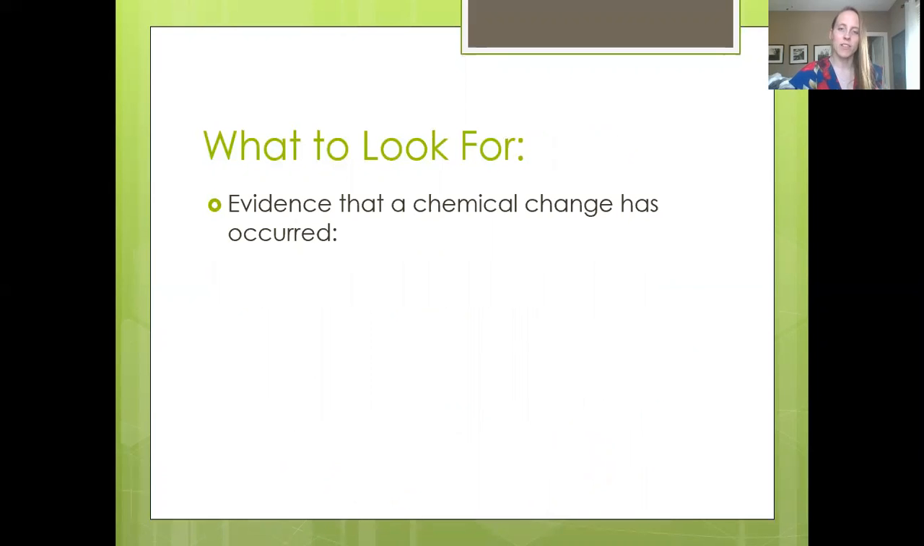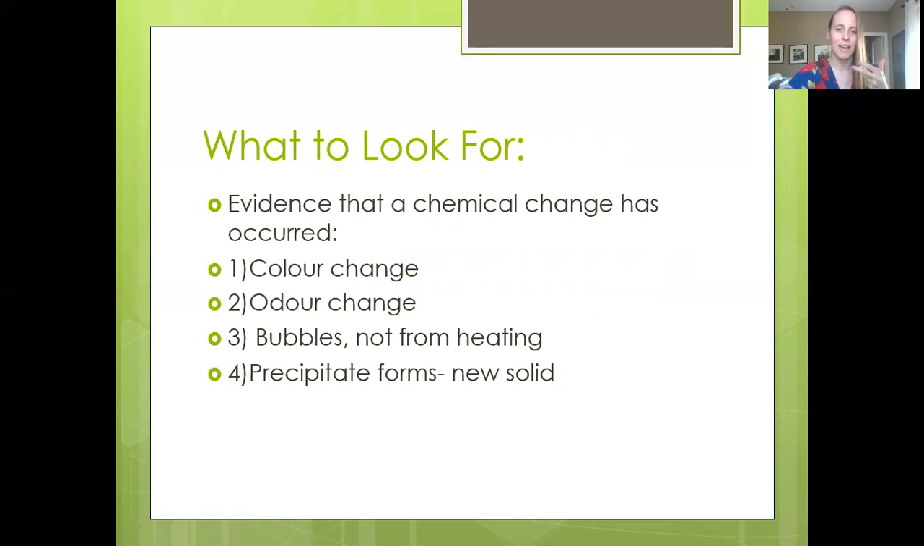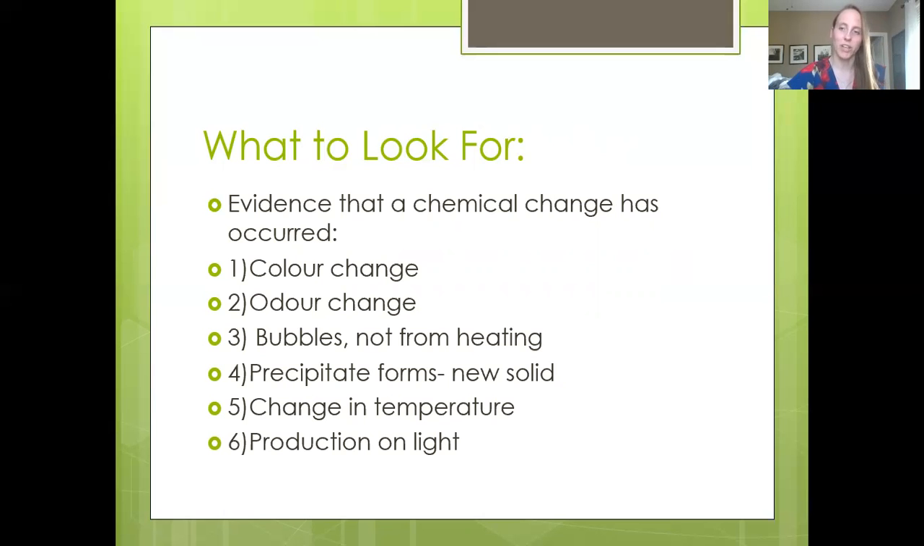Okay, so when you're looking for evidence that a chemical change has occurred, there are 6 pieces of evidence that we will be looking for. If a color change happened, if the odor changed, so it smells different, if bubbles have formed and not from heat, if a precipitate forms, which is a new solid, or if there was a change in temperature, and the last one, any production of light.